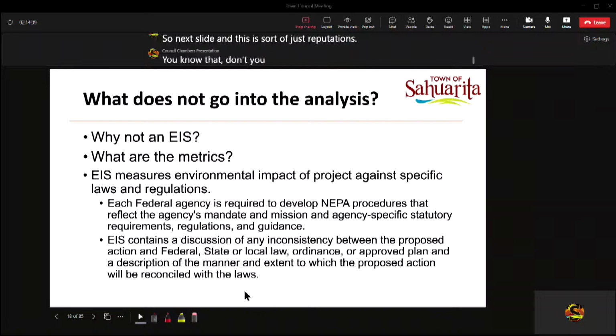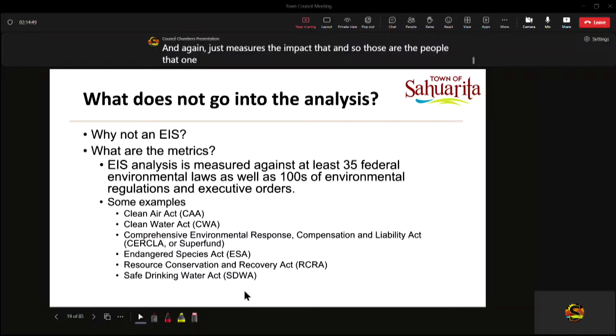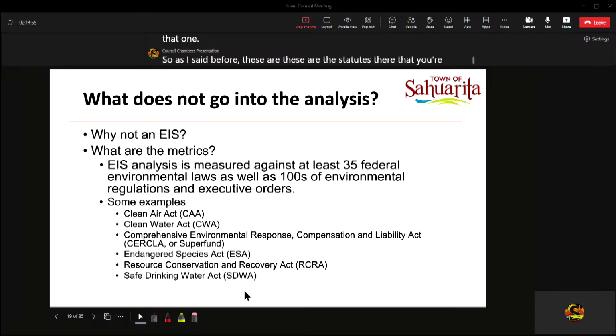So next slide, and this is sort of just repetitious, I don't need to go into it. Again, it measures the impacts. And so go to the last slide. So as I said before, these are the statutes. If you look at the smaller bullet points, those are all the statutes that would apply to, or that would be looked at as part of an EIS.